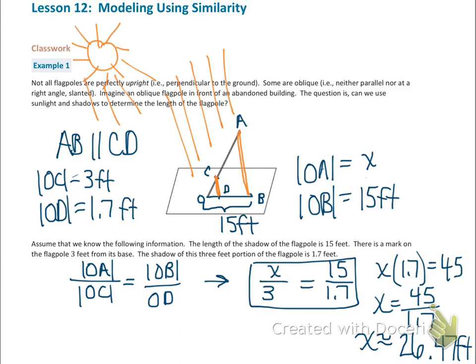Okay, so that's an example of using similar triangles. You did have to make an assumption about the rays of the sun being parallel to one another, but this actually does work in real life. I've done this with basketball poles and such: looking at the shadows, you can actually predict the height of an unknown object. So, okay, let's look at exercise 1.